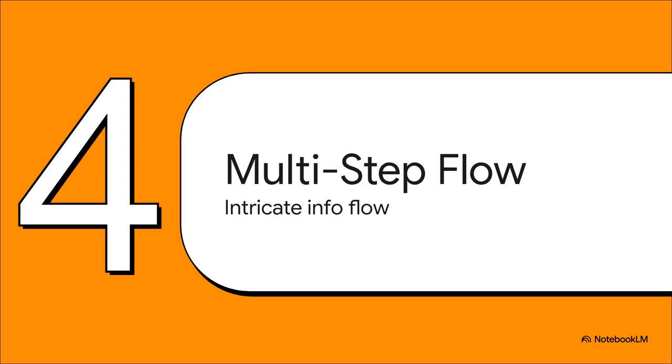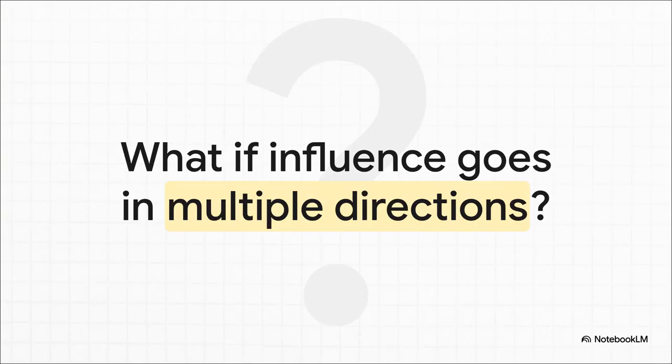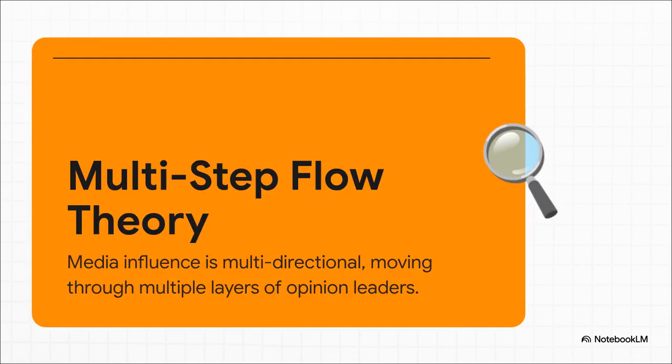Let's look at this intricate information flow. But hold on. What happens when influence goes in multiple directions? Because, let's be real, human communication isn't just top-down. It's messy. And the academic framework absolutely had to evolve to capture that reality. Enter the multi-step flow theory. This is an evolution that acknowledges that information might actually pass through 2, 3, maybe even 6 opinion leaders before it ever reaches the general public.